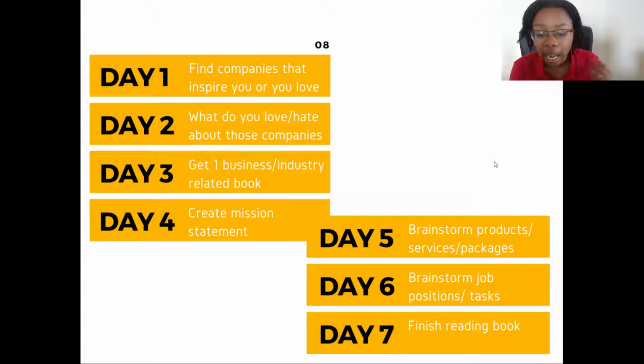All right. And then by day 7, you're going to finish reading that book that you got on day 3. So yes, that means you're going to finish reading a book in less than a week. Within reading that book, you're going to take notes, and you're going to review those notes as well. And you're going to also include that in your business plan and your action plan for the next few weeks of how you're going to implement what you've learned from that book into your company.